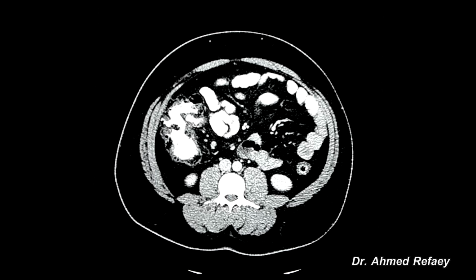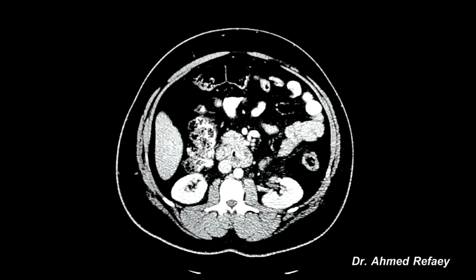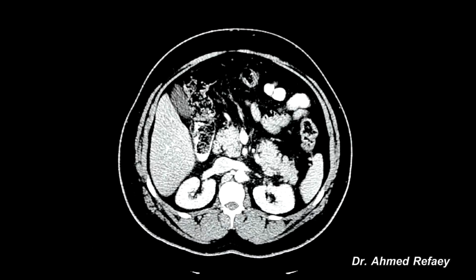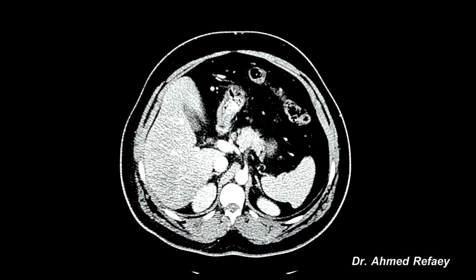Regarding the bowel, this is the descending colon, this is the ascending colon, and these are the small bowel loops containing intraluminal oral contrast. So this is the descending colon. When we go up, this is the spleen, this is the splenic flexure, and this is the transverse colon. This is the normal fat, omental fat.